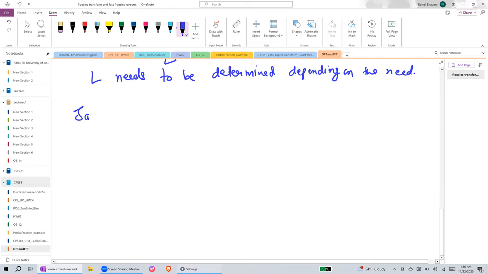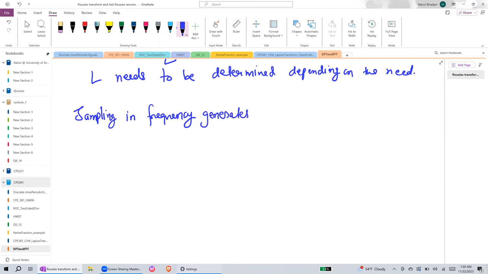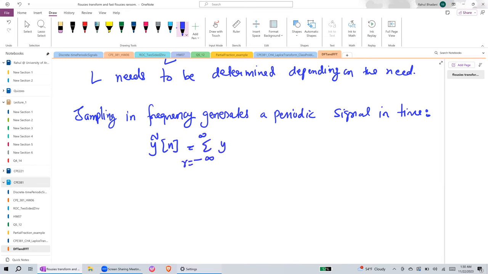And so sampling in frequency generates a periodic signal in time. So this is what happens when you sample: sampling in frequency will generate periodic signals, which we can write as y tilde equal to summation r equal to minus infinity to infinity y of n plus r L. Okay.